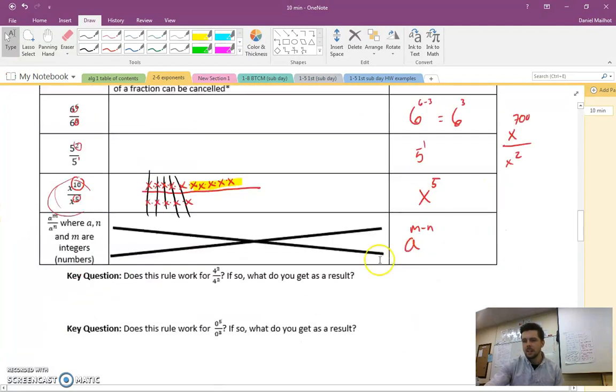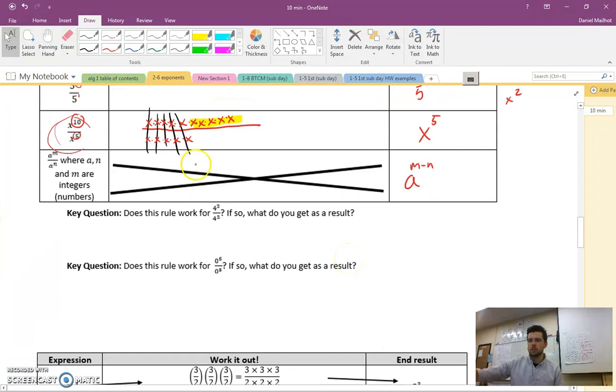Okay. Now, does this rule work for 4 squared over 4 squared? Well, that's kind of weird, right? What happens when you have the same thing over the same thing? 4 squared is 4 times 4, that's 16. 16 over 16, well, that's just 1. So that's also equal to 1. We're going to leave this one hanging out for a second. We might come back to that another day.